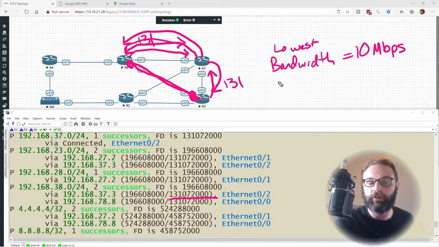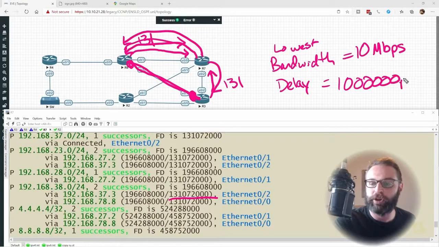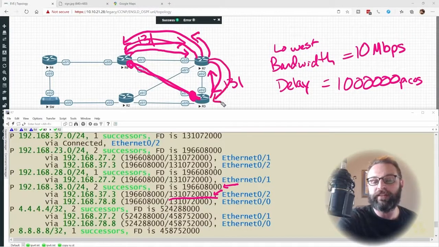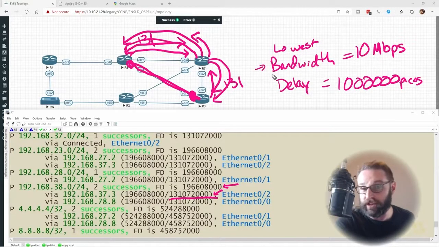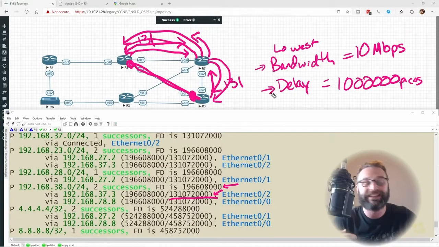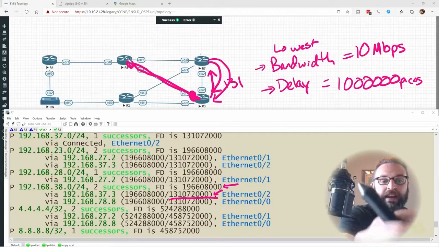Now all it comes down to is, okay, well, what is my delay to get towards you? And as we saw, it was a gigantic number in that packet capture, like 10 million picoseconds or something like that. So what we're looking at here when we see the feasible distance is we've taken the advertised distance and then added our own calculation of what is it going to take for us to get to the next hop. And in most cases, unless there has been a change in the bandwidth link itself, it's just adding more delay into the initial calculation.